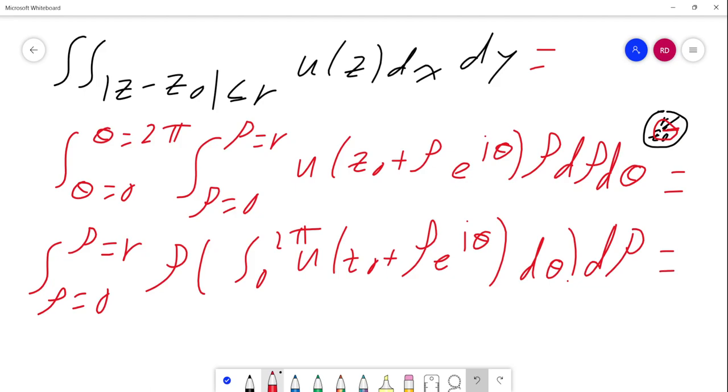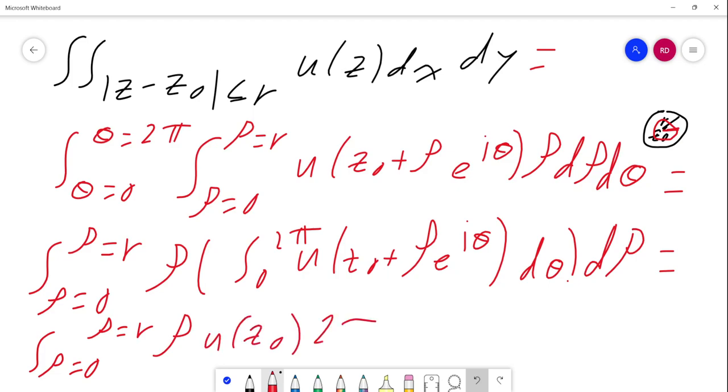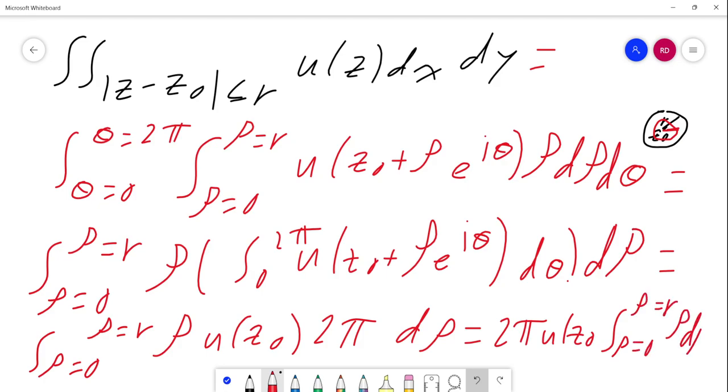Now, since u is harmonic, we can just use the mean value property to evaluate that. This outer integral we'll leave alone, of rho u of z naught times 2 pi. So that's just using the formula. It said the integral, we divide by 2 pi to get u of z naught, so we'll multiply by 2 pi instead to balance it out. And so we have this. Now, 2 pi u of z naught is all constant. So 2 pi u of z naught integral from rho equals 0 to rho equals r of rho d rho.